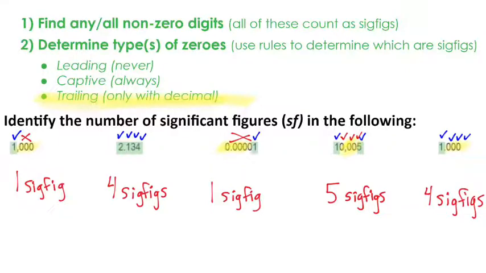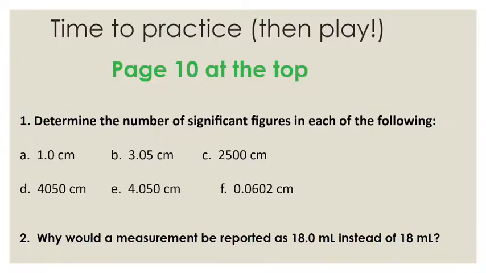So this is the most basic skill that we need for SigFigs, being able to look at a number and count how many SigFigs we've got. So this is when I'm going to have you go to page number 10 at the top and practice this idea. Number 1 is just like what we were doing. We've got some measurements, count how many SigFigs they've got.